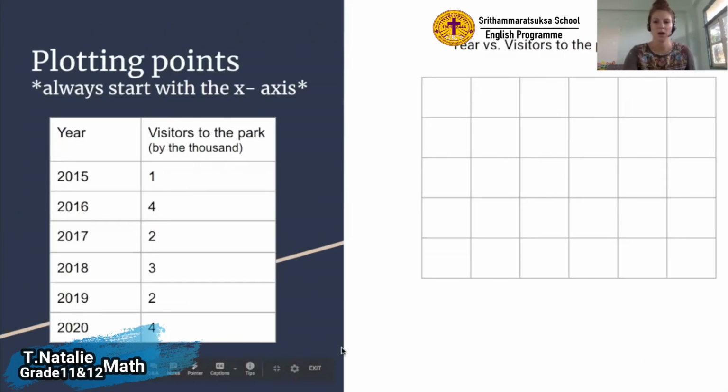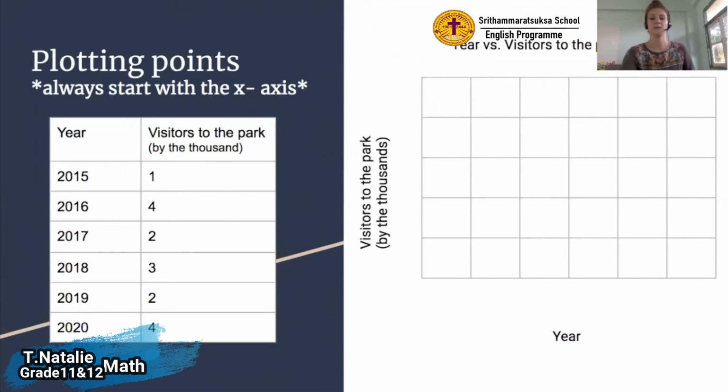We are going to talk about plotting points on a graph. So we've got our title already. We're going to use year versus visitors to the park. So what will we be labeling our x-axes? Yes, it is going to be year. And that means that our y-axis will be visitors to the park. And remember, we're using by the thousand. You can see that in the chart.